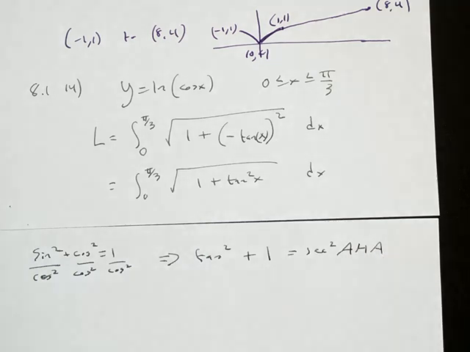So what's under that square root is a square root of a secant squared. And the integral of secant, because the square and the square root will cancel each other out, is on my formula sheet.